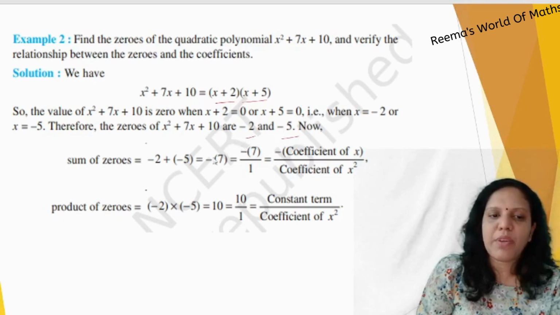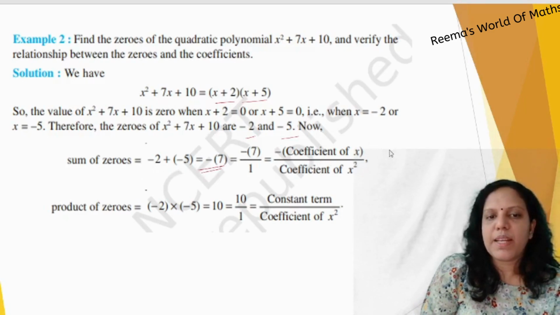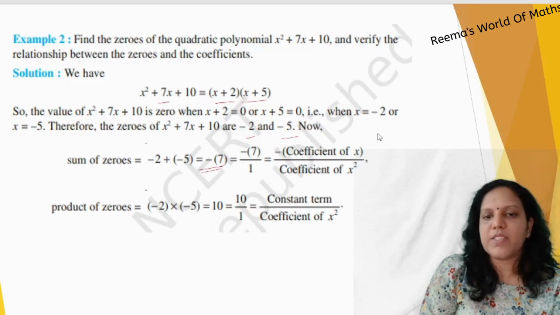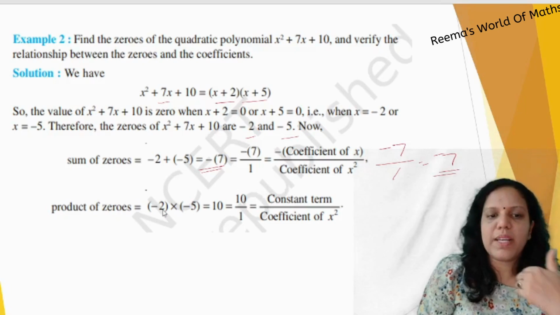Now just verifying the relationship, the sum of zeros: the zeros are minus 2 plus minus 5, which will give you minus 7. The coefficient of x is 7, so we need to take minus 7 divided by the coefficient of x squared, which is 1, which is also equal to minus 7. So the sum of zeros is minus 7 and minus the coefficient of x divided by the coefficient of x squared is also equal to minus 7.